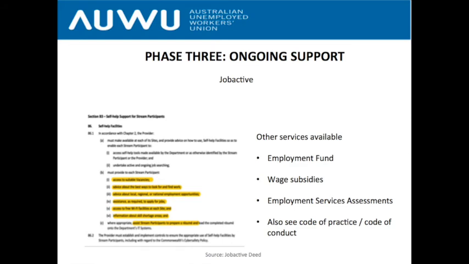And as you can see on this document, job agencies must provide access to suitable vacancies, advice about the best ways to look for work, advice about local, regional, and national employment opportunities, assistance as required to apply for jobs, access to free Wi-Fi facilities at each site, information about skill shortages, and assistance preparing a resume where appropriate. And also facilities at each office to look for work and to make telephone calls and printing.